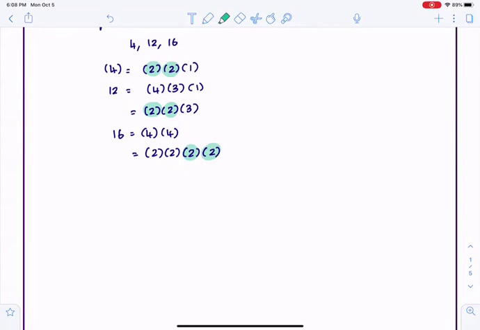Now you look at number 12, and the number 16. 12 has a factor of 3. 16 has 2 more 2's. But those aren't in common with 4. So the only thing that we can see as common factors are that 2 times 2. So the greatest common factor in this case is simply 4.